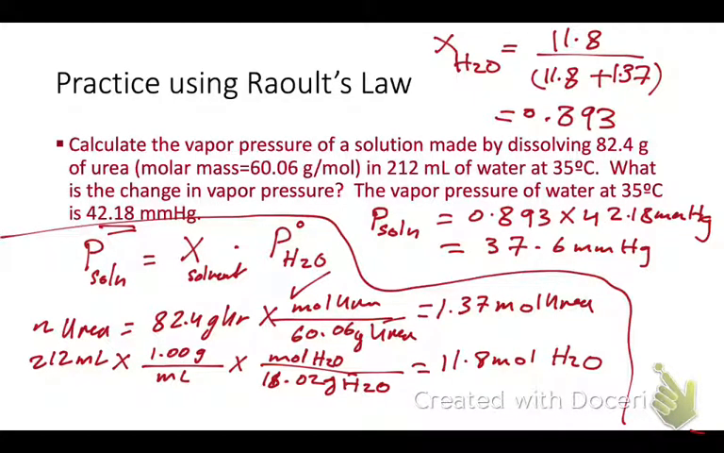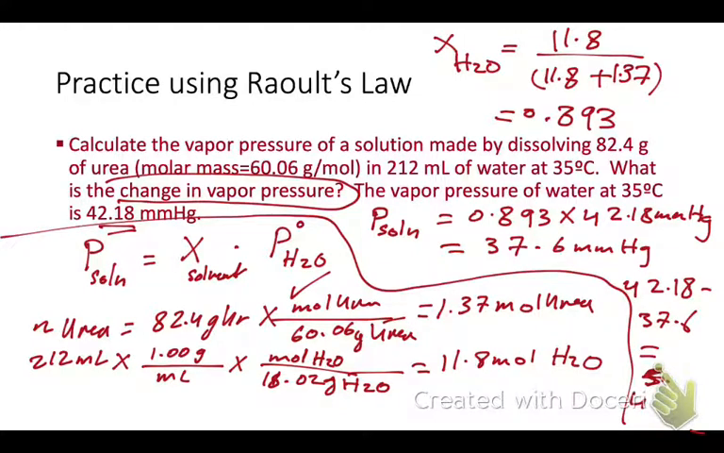If you are to calculate the difference here, or what is the change in vapor pressure, then that will be 42.18 minus 37.6, and the answer will be 4.6 millimeter mercury. Let me write it here. 4.6 millimeter mercury. Okay, let's move on to the next slide.